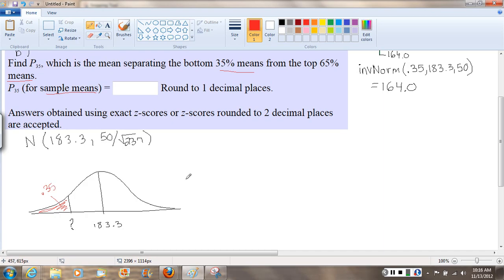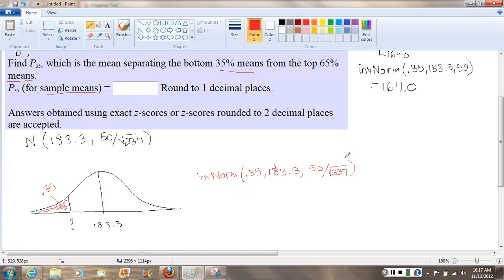To find the question mark here, we can still use the inverse norm command. We input the area to the left, which is 0.35, the mean, 183.3, and the standard deviation, which is going to be 50 divided by the square root of 237. Use the division symbol to get that fraction bar on your TI calculator, then the square root symbol and 237, and close those parentheses. Notice our standard deviation has decreased by quite a bit. So when we do second vars to get inverse norm, 0.35, 183.3, and 50 divided by the square root of 237.